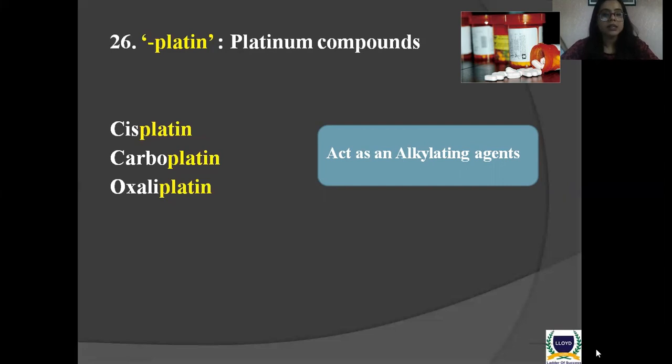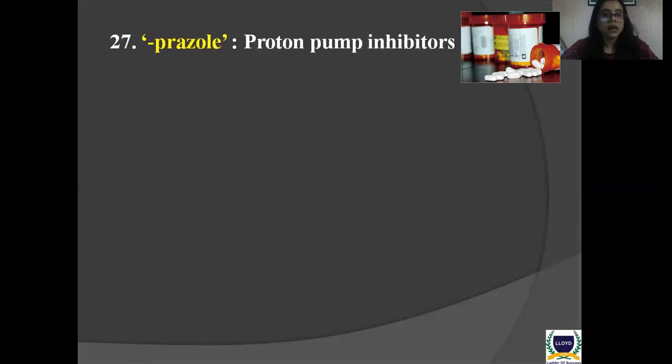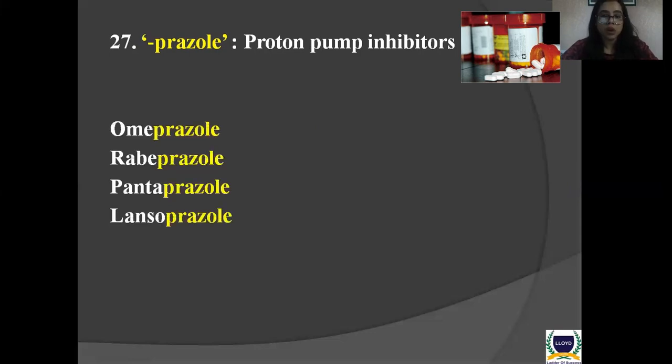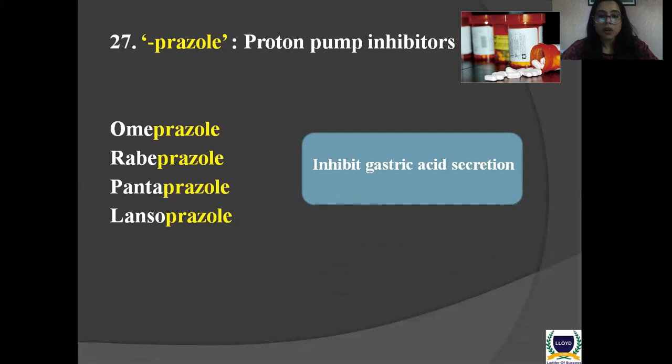Our next suffix is prazole. Prazole indicates these are the proton pump inhibitors. Under the proton pump inhibitors, we have drugs like omeprazole, rabeprazole, pantoprazole, lansoprazole. These drugs inhibit the gastric acid secretion. These are ending with the same suffix, that is prazole. Prazole indicates they are proton pump inhibitors, which basically inhibit the gastric acid secretion at the gastric parietal cell.